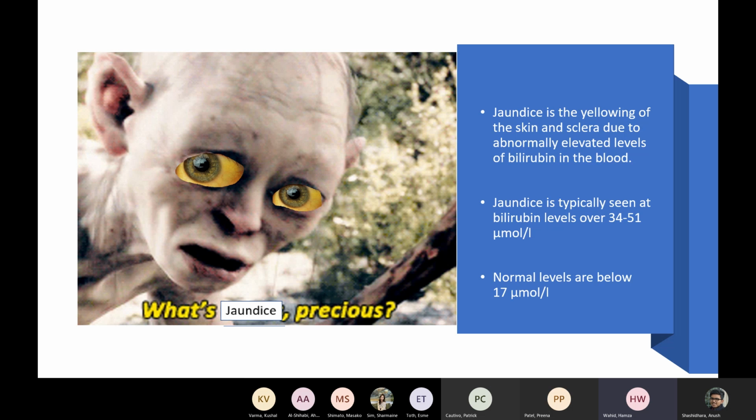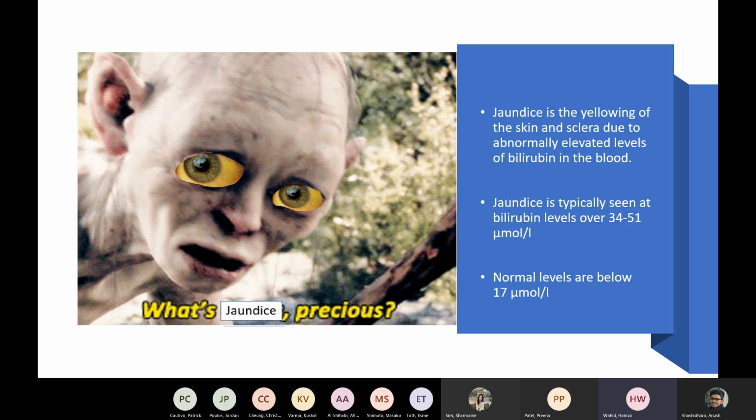Does anyone know what level of bilirubin you would need to see jaundice? Just give me any number, ballpark figure guesses. 1 bilirubin, 20 bilirubin, 30 bilirubin. 30 bilirubin is fairly accurate. Yeah, 34 to 51 micromoles per liter.